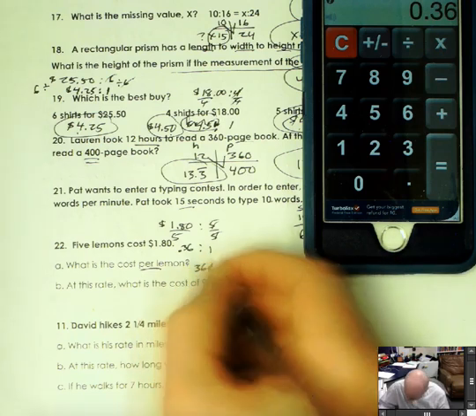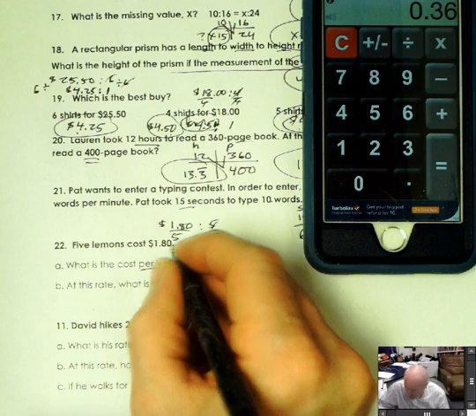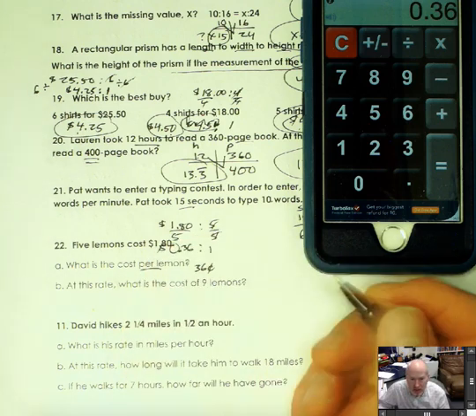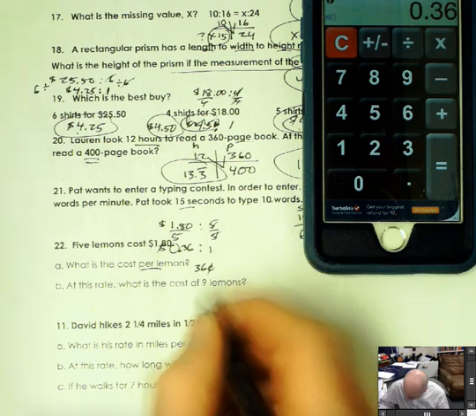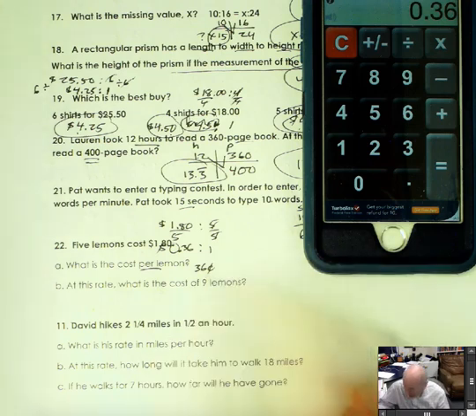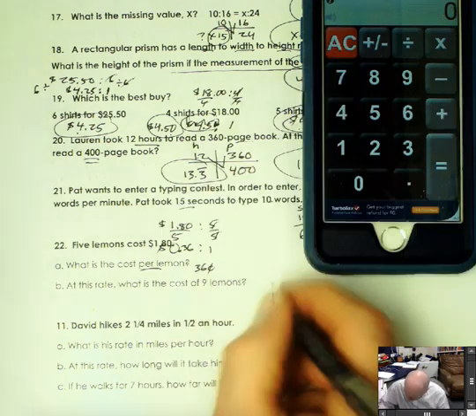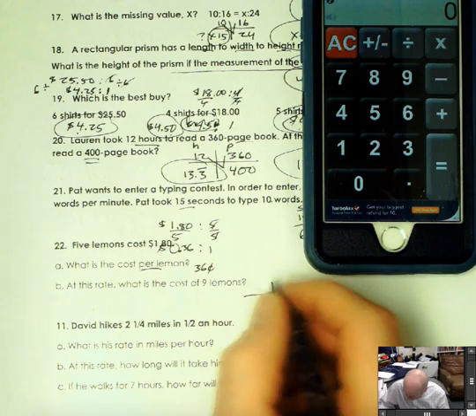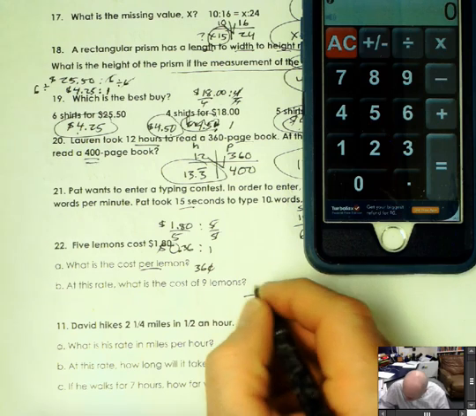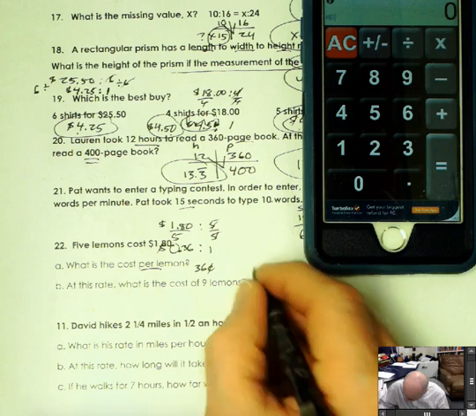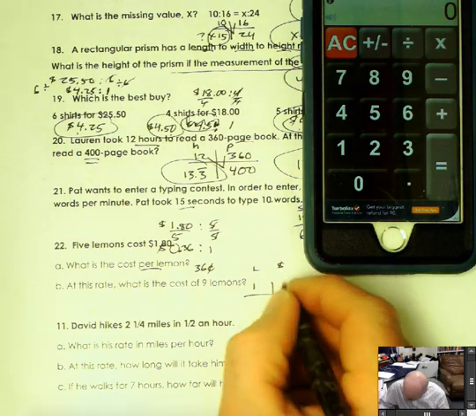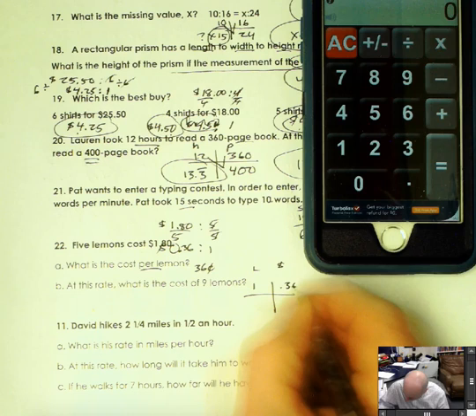Take a look at it. If I put a 0 and a dollar sign, it would be $0.36. So at this rate, what is the cost of 9 lemons? Now you could just multiply this by 9 if you want. I'm going to do it with the box because I kind of dig the box. So if 1 lemon, we'll go lemons and dollars here, if 1 lemon costs 36 cents, we want to know how much 9 of them are going to cost.